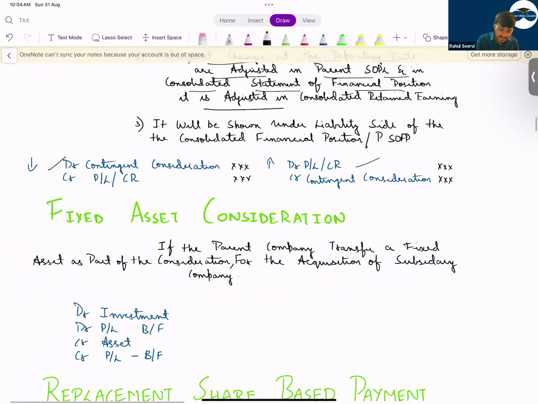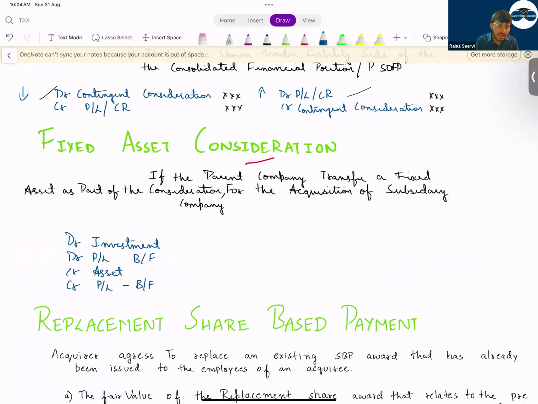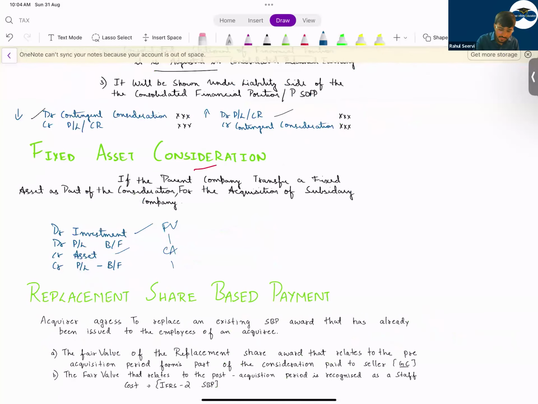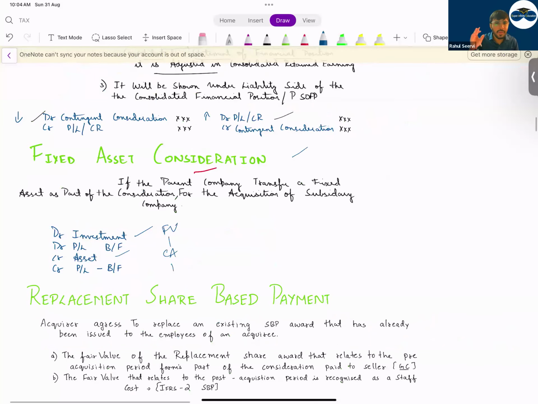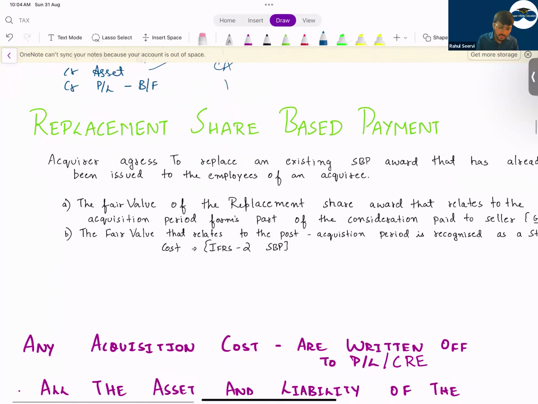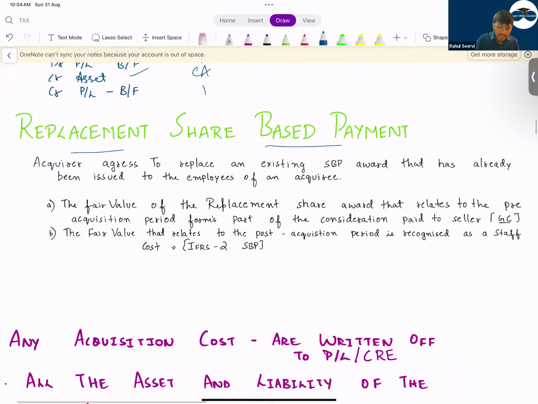Then fixed asset consideration, that means a parent company is giving some fixed asset. In that case, debit investment, credit asset. Investment you will record at fair value, the asset is derecognised at carrying amount, and whatever is the difference will be a gain or loss. I have not seen this tested in the past papers, only once in 2011 or 2009. Now coming to replacement share-based scheme. What does this mean?